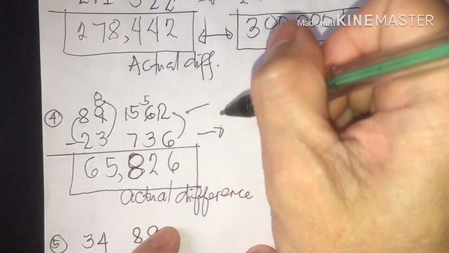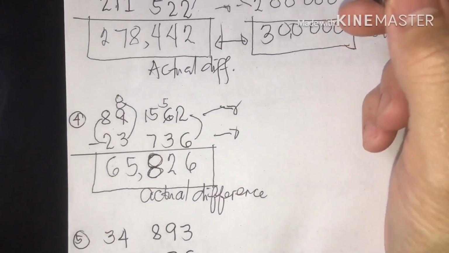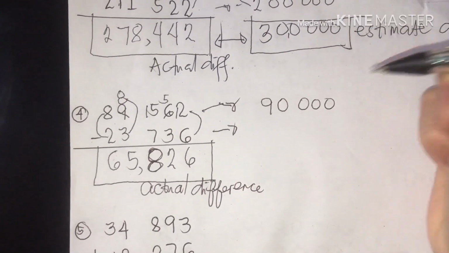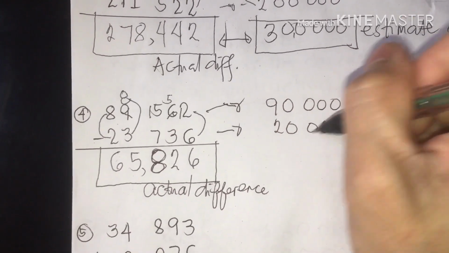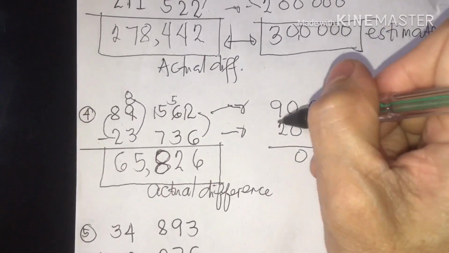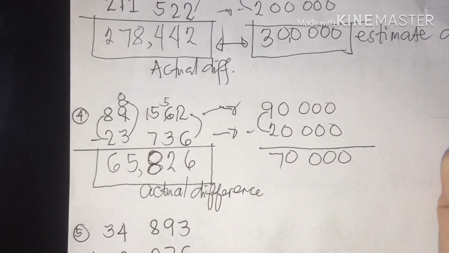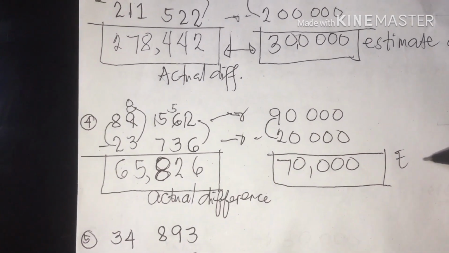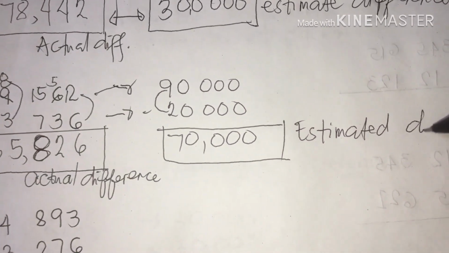Next, we're going to estimate it. So 89,562 becomes 90,000. So 23,736 is 20,000. Bring down 3 zeros. Then we are going to subtract 9 and 2. That's 70,000, our estimated difference.